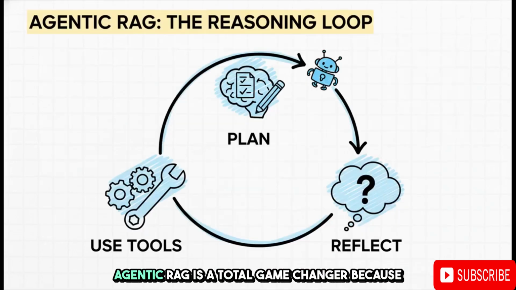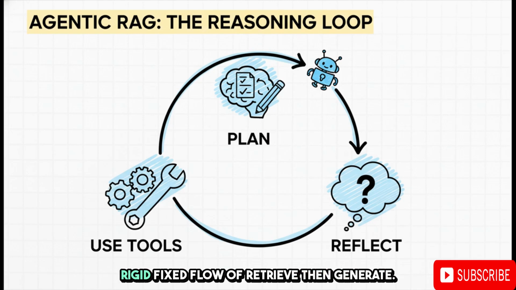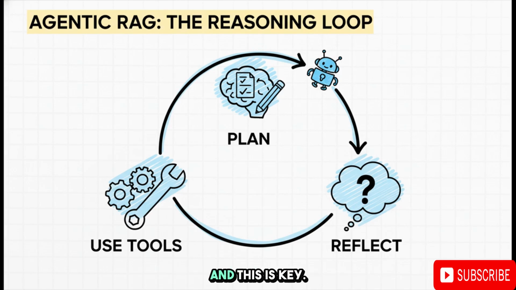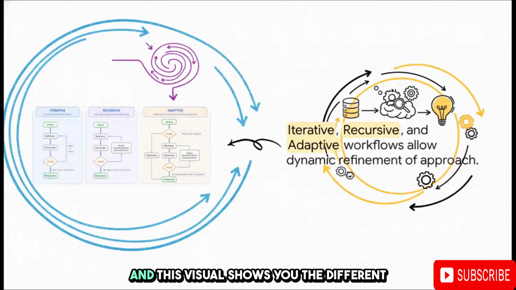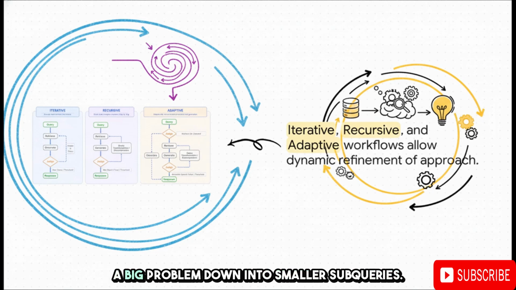It just isn't. Agentic RAG is a total game changer because it adds a reasoning loop. Instead of this rigid, fixed flow of retrieve then generate, we're giving the system autonomy. It basically becomes a research assistant that can plan its own strategy, decide what tools it needs to use, and, this is key, reflect on whether it actually has enough info to give a good answer. And this visual shows you the different kinds of reasoning loops we can build. You can have an iterative process that keeps refining its answer. You could have a recursive one that breaks a big problem down into smaller subqueries, or even an adaptive agent that decides if retrieval is even the right move.